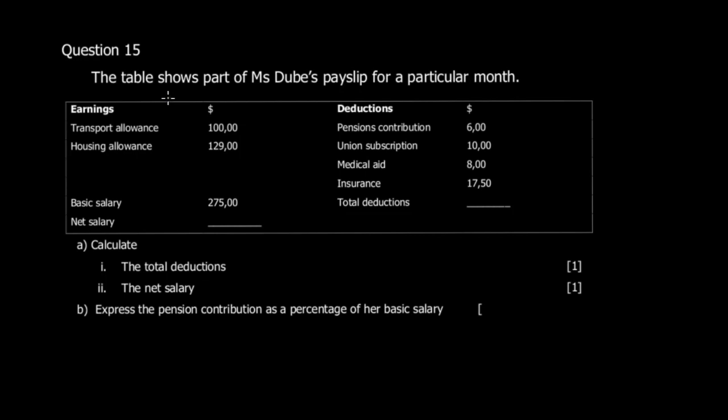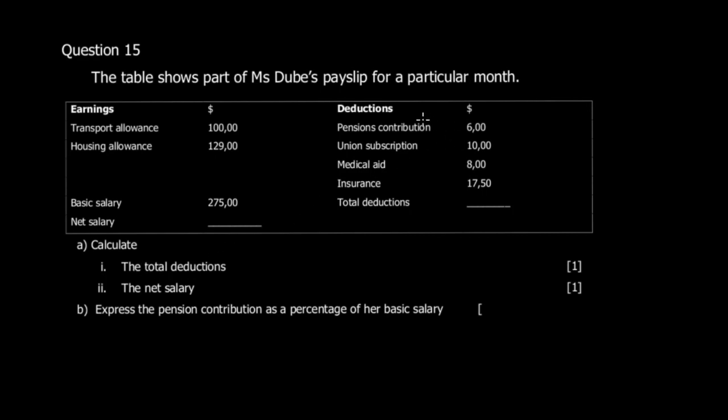Question 15, okay. The table shows part of Mr. Dube's payslip for a particular month. So we're given this payslip. These are earnings, so this is the money that's coming to him. These are deductions, the money that is being deducted. So there are certain things that Mr. Dube has to pay for before he even gets his net salary. Deductions also means subtraction. So to deduct something is to subtract something. So you just know that this is the money that Mr. Dube won't be getting as part of his payslip.